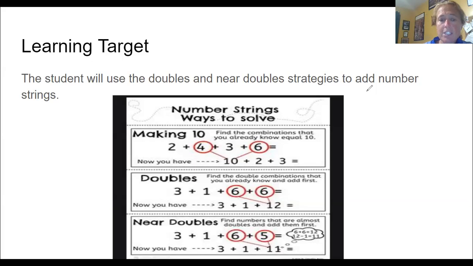And our last strategy is near doubles. That's when you find 2 numbers where the second number is just 1 off from the other, almost a double, and that makes it easier. So for example, here, 6 and 5. 6 is only just 1 bigger than 5, so 5 plus 5 is 10. We have that extra 1, so it's 11. So that does make it easier then to add to the next number. These are the strategies we will be using for number strings.